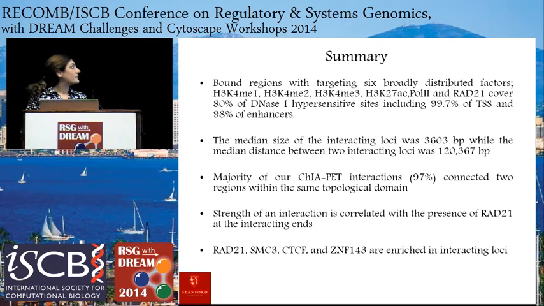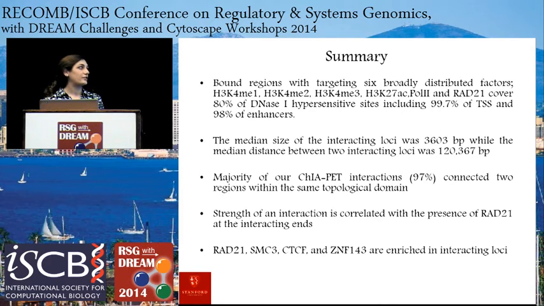Okay, summary of my work. We used 6 broadly distributed factors, active histone marks, Pol2, and also RAD21, and we cover 80% of DNase hypersensitive sites, and almost 99% of TSS and 98% of enhancers. The median size of interacting loci was around 3 kb. That's the resolution of the method, 3 kb, and the distance between 2 interacting sites was around 120K.